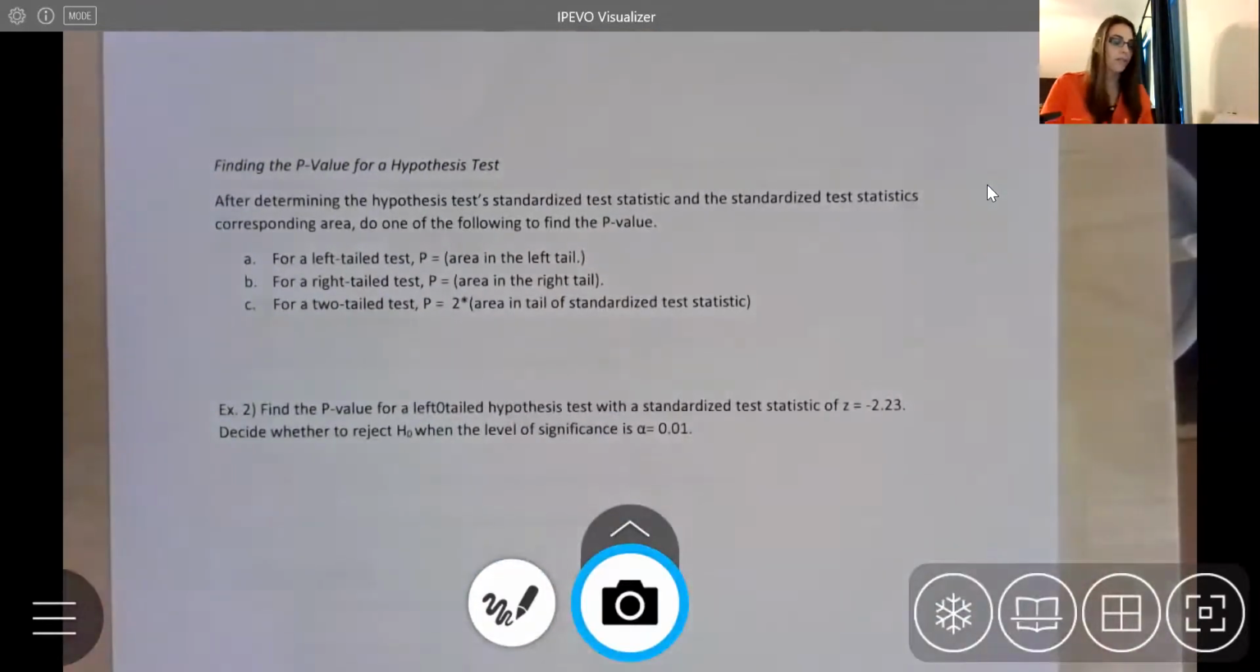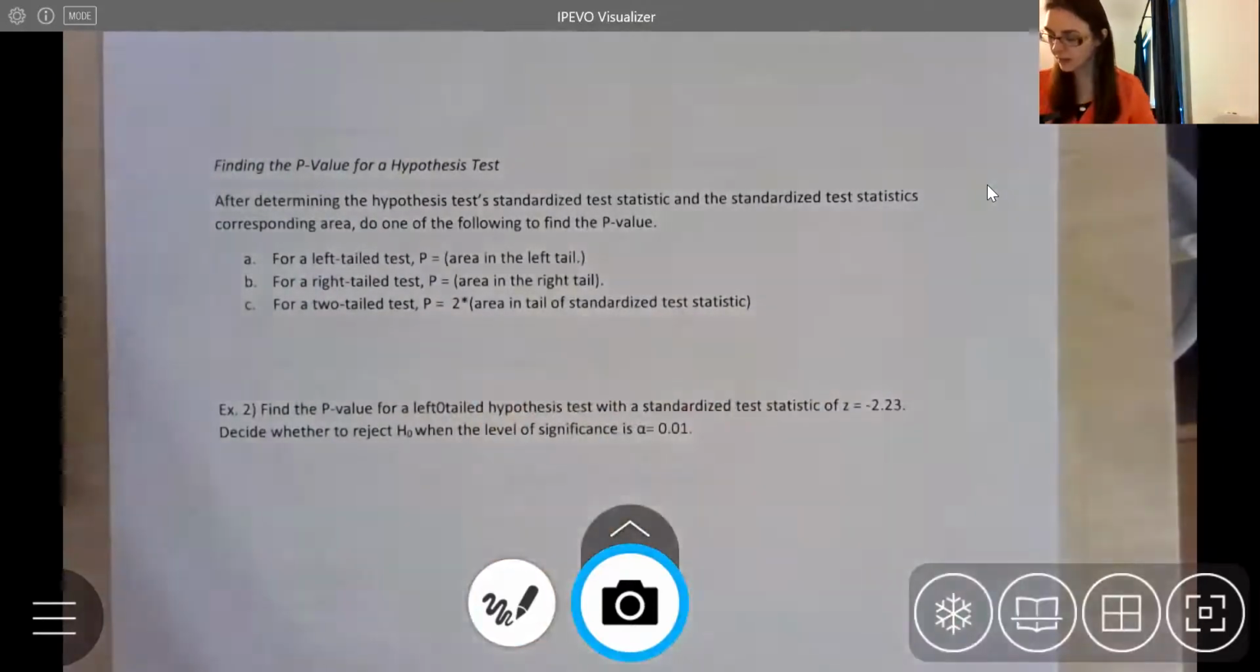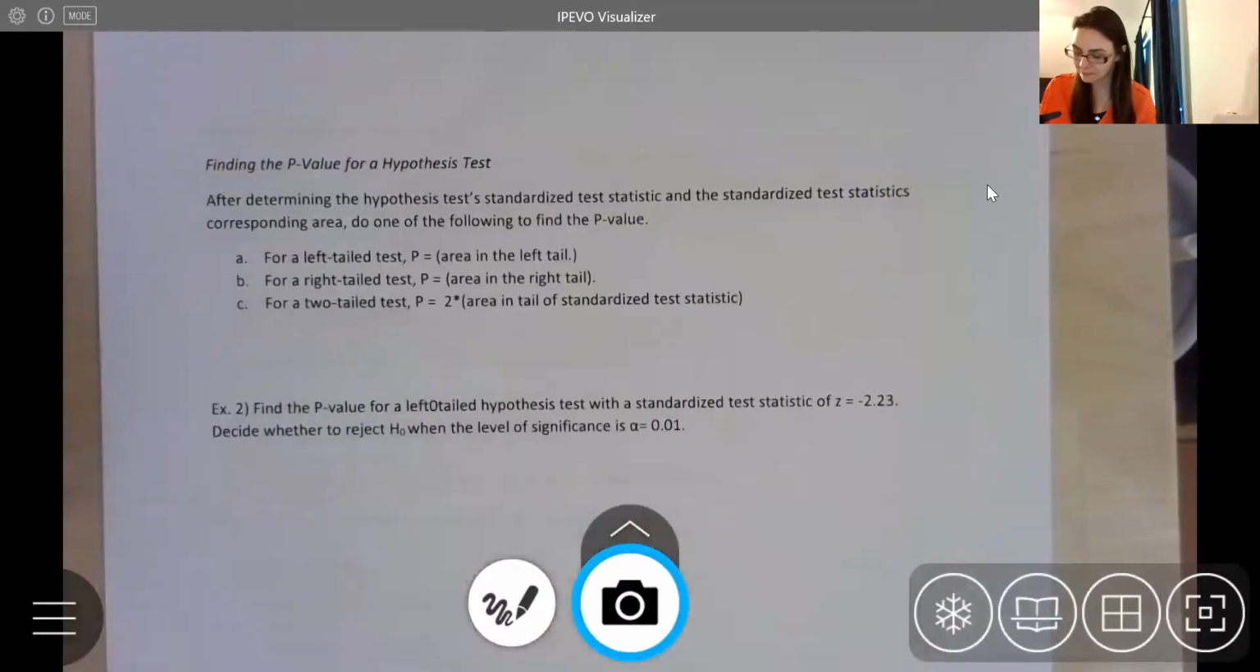All right, now how do you actually find a p-value? So after determining the hypothesis, standardized test statistic, and the standardized test statistic's corresponding area, we're going to do one of the following to find the p-value. Again, I haven't told you how to find the test statistic yet. I will. It's not as hard as it sounds, but we'll get there. We're kind of working backwards.